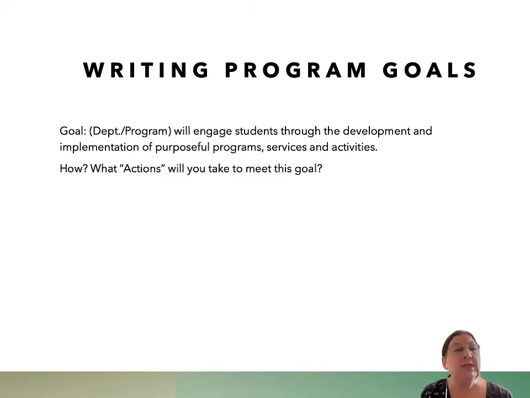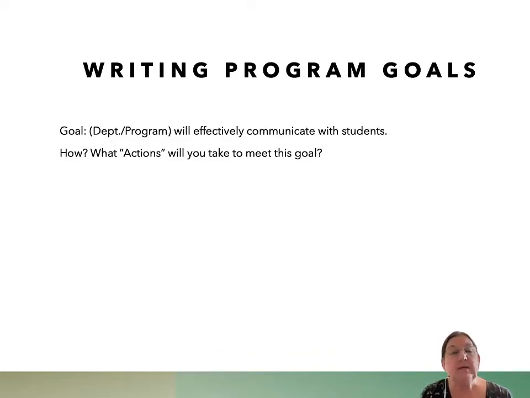The first thing I'm going to do is give you some more examples. So the next example would be: your department or program will effectively communicate with students. So this goal might not seem specific enough, but you could tailor it to your specific area or your department. And if your actions are clear, then this might be specific enough and yet broad enough.